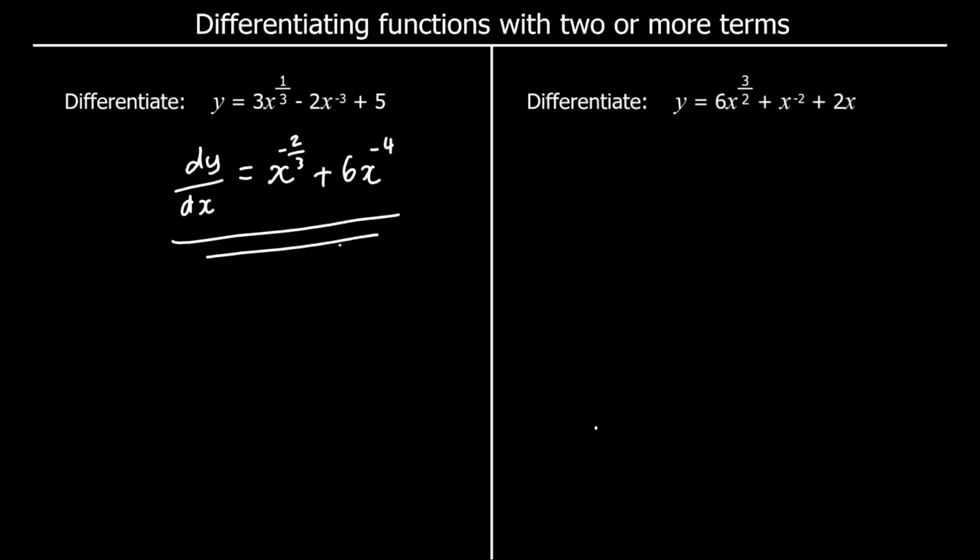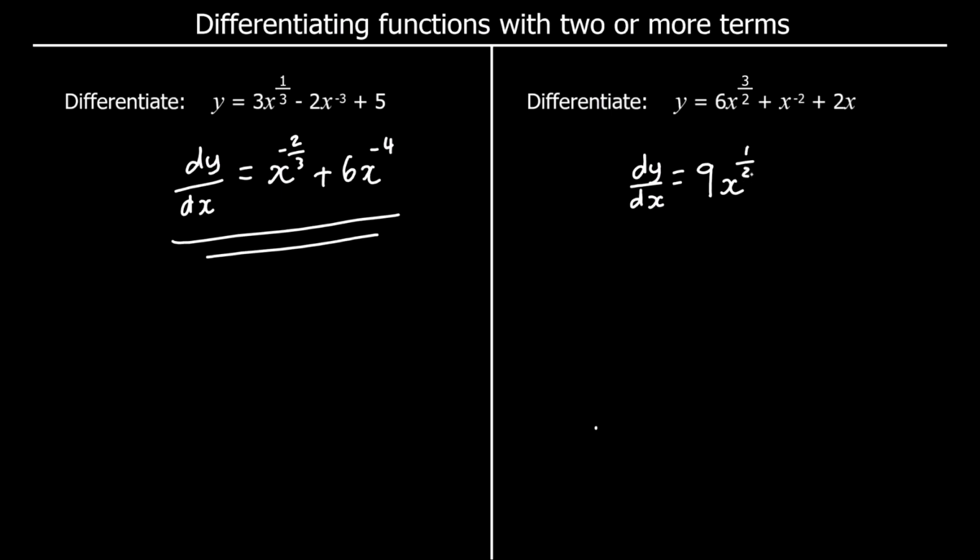One for you to try. Pause the video. Give it a go. So y equals 6x to the power of 3 over 2 plus x to the power of negative 2 plus 2x. So our gradient function is dy dx. We're going to differentiate one term at a time. Times by the power, take 1 off the power. So 6 times 3 over 2. 6 times 1.5, that's 9. Take 1 off the power, 3 over 2, take away 1 is a half.